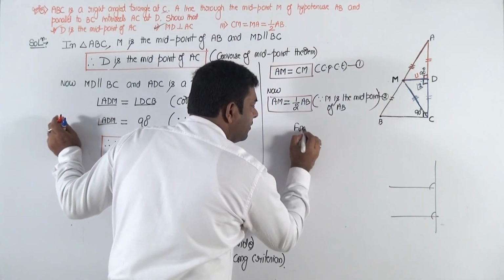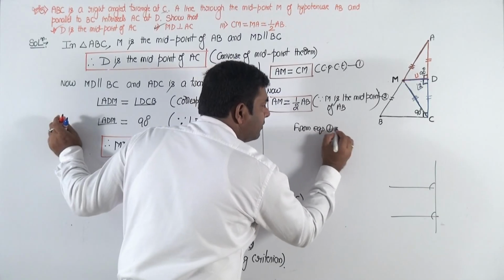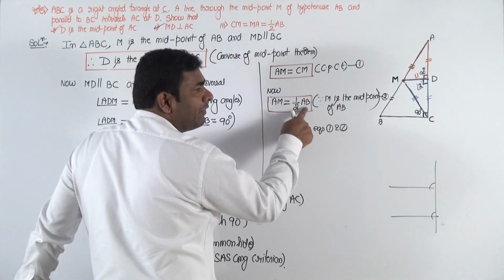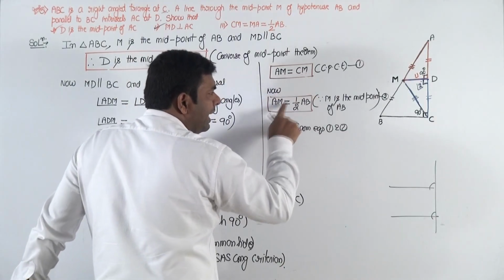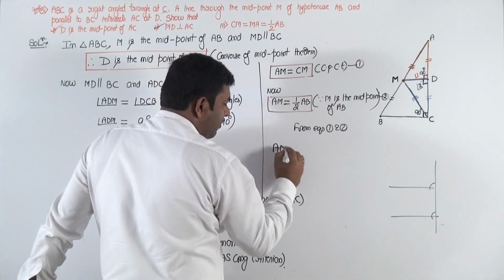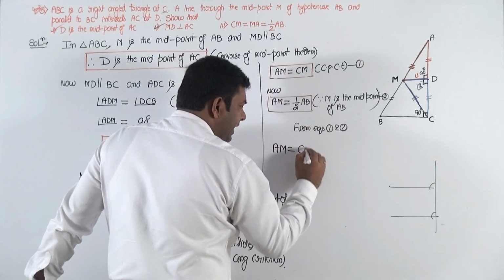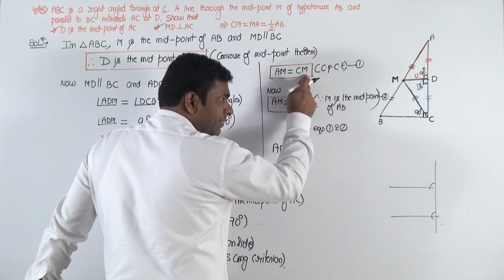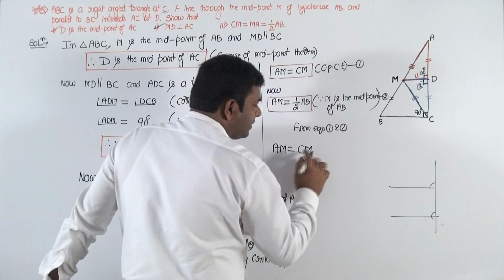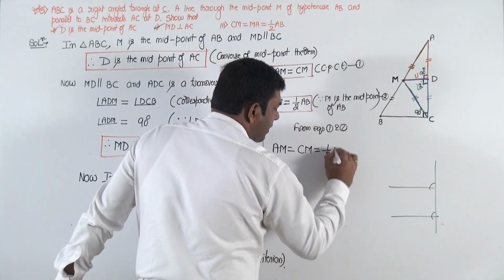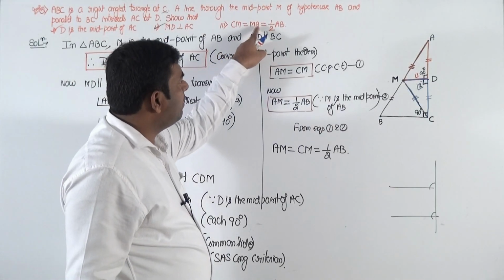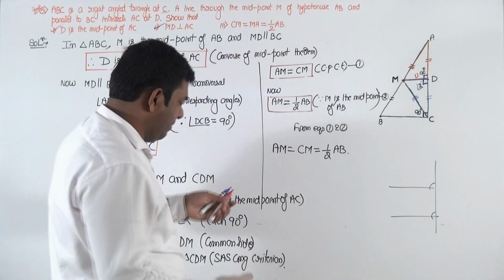So now from equations 1 and 2, look here, AM is equal to CM, and AM is equal to half of AB. AM is equal to CM, AM is equal to half of AB, so all of these are equal. So AM is equal to CM is equal to half of AB. This is the final statement.